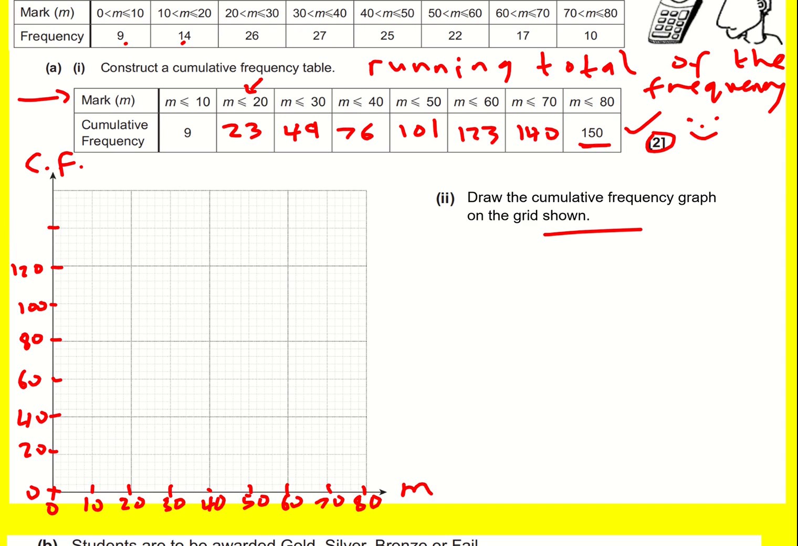Let me try that one again. That was meant to be 140 and 160. Even though that's too large, we can then fit in 150. Okay, so what do I do now?